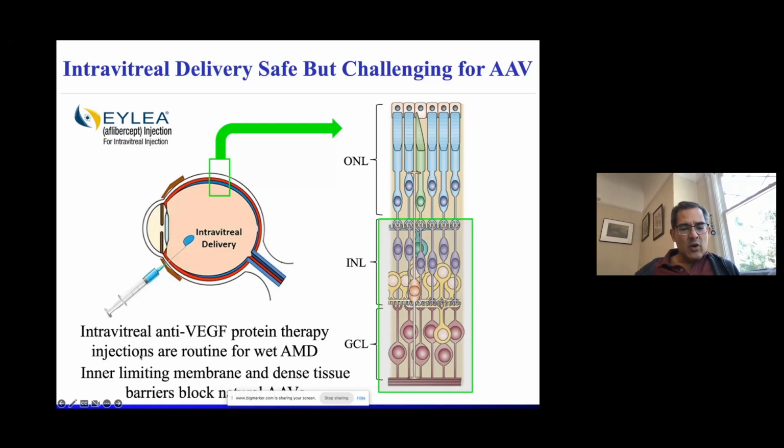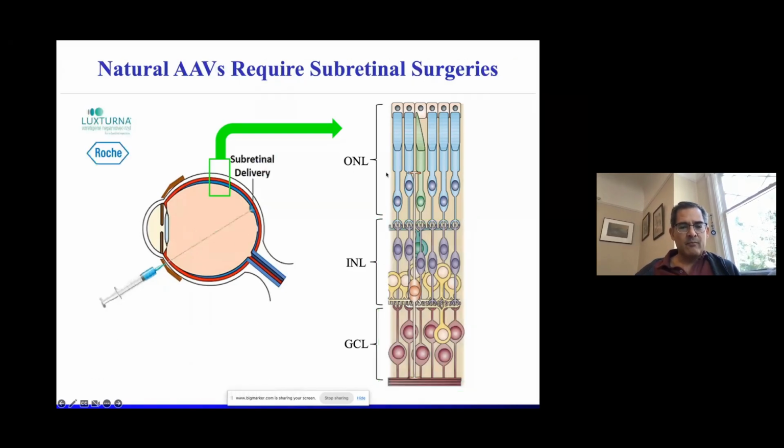Unfortunately, AAVs don't work the same way as smaller anti-VEGF proteins, and several hundred microns of dense tissue lie between the vitreous fluid of the eye and the photoreceptor neurons, and this prevents natural versions of AAV from making the trip from the vitreous to the target cells, the photoreceptors. As a result, investigators in that FDA-approved product had to invent a new approach for surgery, a subretinal surgery, where the needle is pushed all the way through the vitreous fluid, used to puncture the retina and to inject the virus-containing fluid behind the photoreceptor neurons.